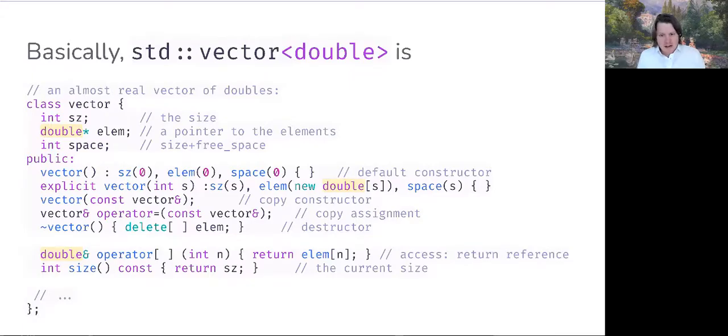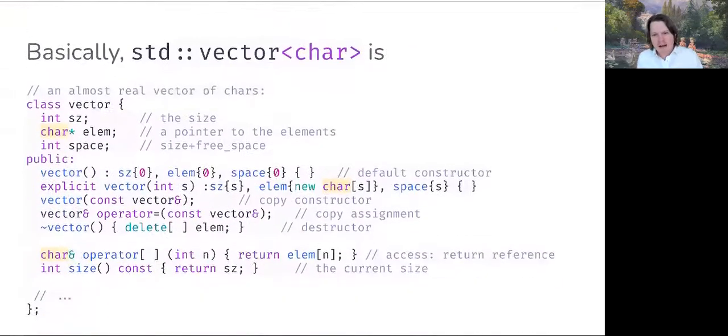If we continue to explore this, we can see where double is presenting. If we're subscripting into our vector, we're going to return a reference to a double. And if we're constructing a new vector of double, we're going to initialize elem, the data member elem, with the address of a newly allocated free store array.